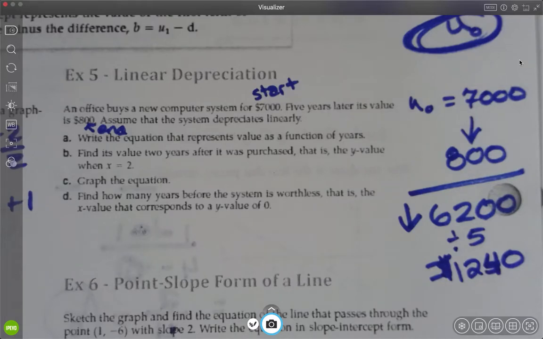Does that make sense to you before we move on? When did you get the 5? It tells you 5 years later. That's the answer.